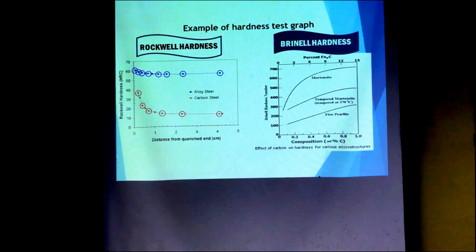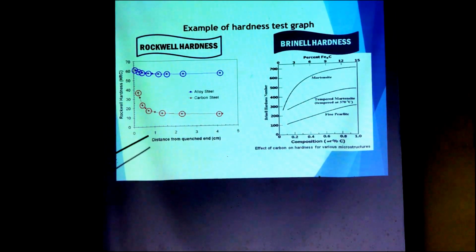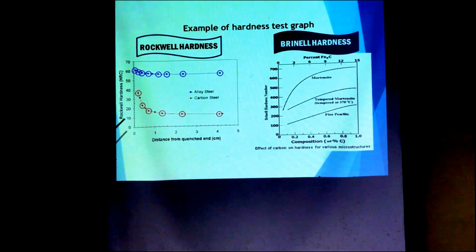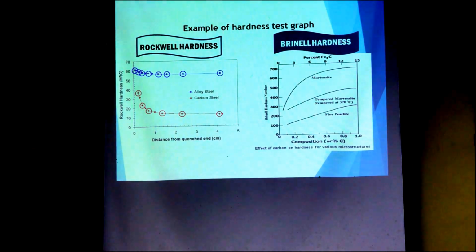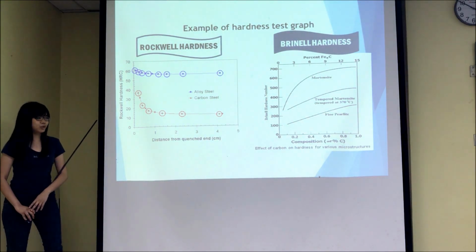So this is the example of the hardness test graph. This is the graph for the Rockwell hardness test, and that one is the graph for the Brinell hardness test. So this is the result that we get from the analysis of our failure approach.